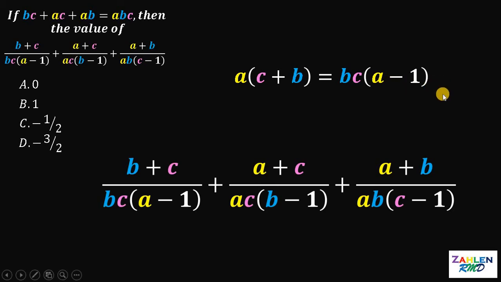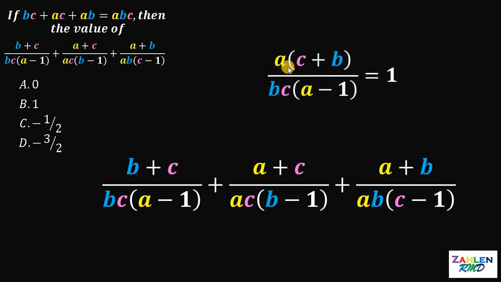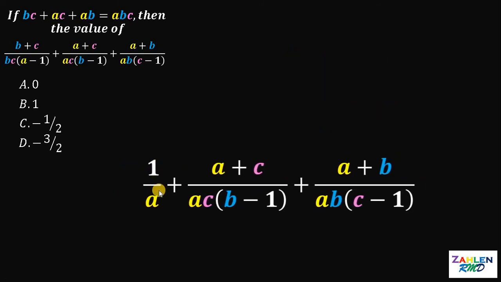At this point, let's divide both sides by BC multiplied by (A minus 1). If we do that, we get A multiplied by (C plus B) over BC times (A minus 1) equals 1. Now let's divide both sides by A. So on the right-hand side, we have 1 over A. Also notice that C plus B is just B plus C, and this is exactly the first term of the expression that we want to evaluate. So we can replace (B plus C) over BC times (A minus 1) with 1 over A.